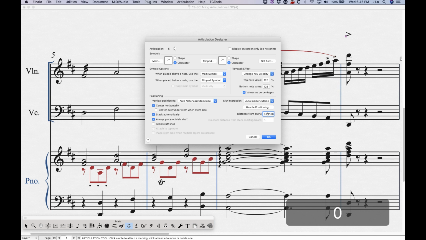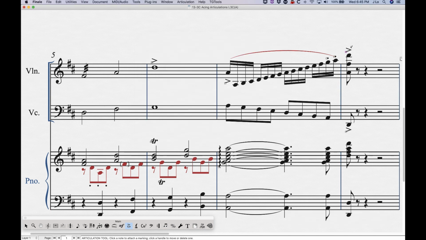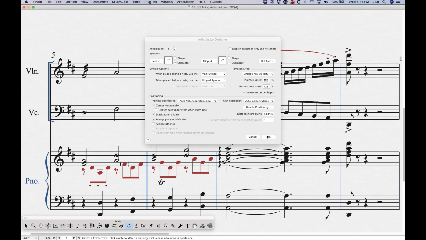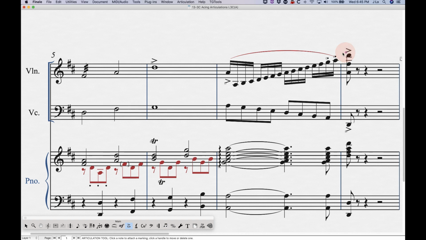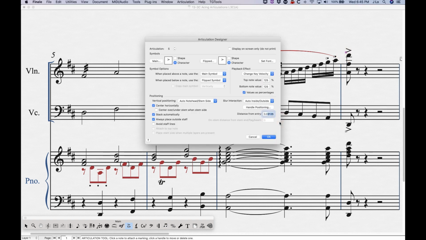But this is a good place if you think that the value that you have right here, if you think that accent's a little bit too far, you can adjust this a little bit. Make that 0.03, and it will get just a little bit closer to the note. Okay. So that's essentially what that does.